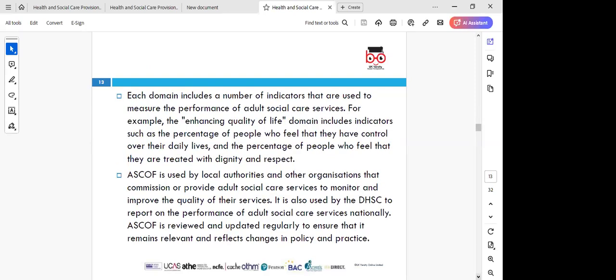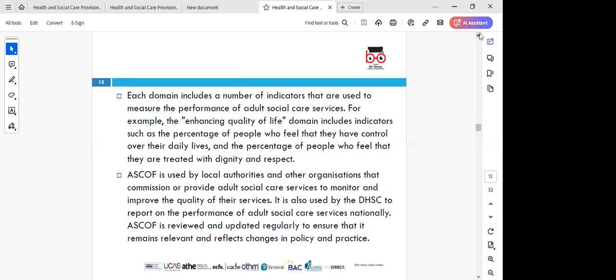Each domain includes a number of indicators that are used to measure the performance of adult social care services. For example, the enhancing quality of life domain includes indicators such as the percentage of people who feel that they have control of their daily life and the percentage of people who feel that they are treated with dignity and respect.